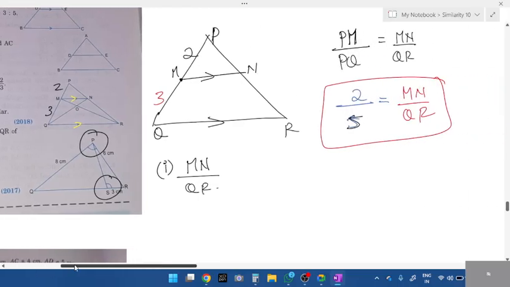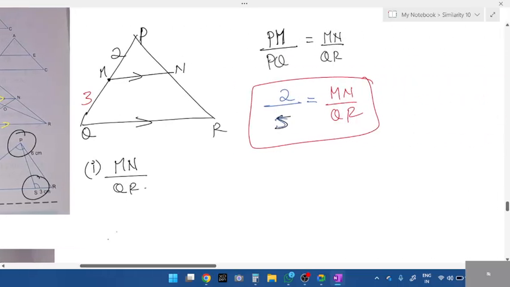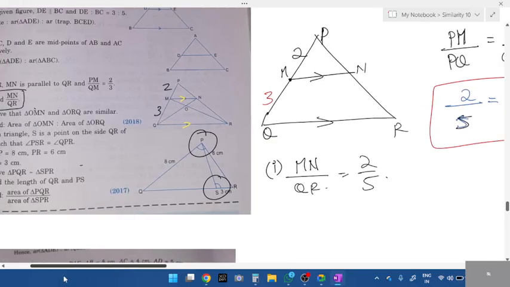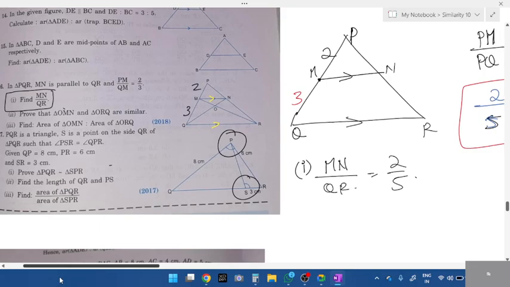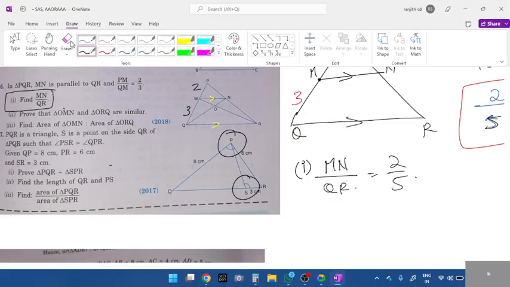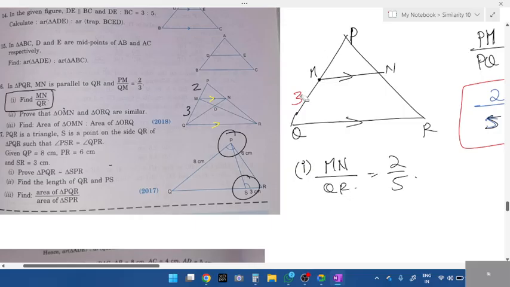All of you have completed this. MN by QR got the answer, 2 by 5, using BPT. Next, what do you have to prove? OMN is similar to which one? See, this is done. This is just one part of the question where we use BPT. Let us erase this.